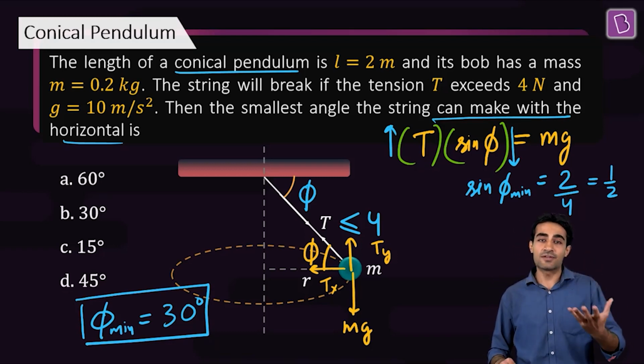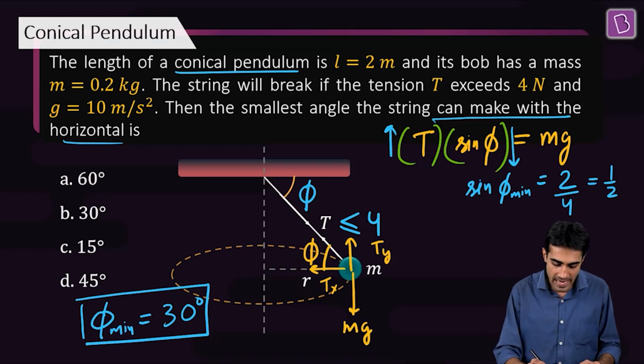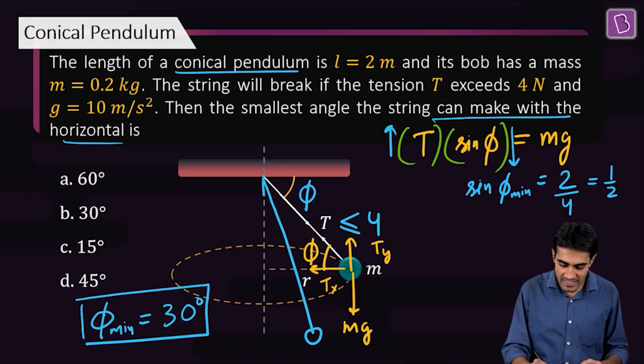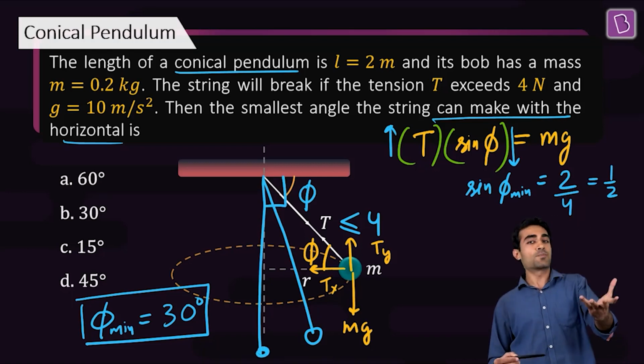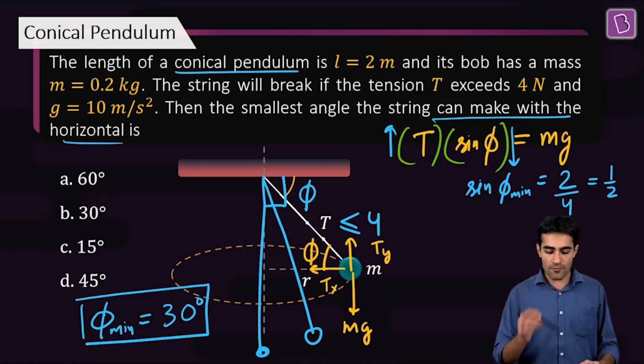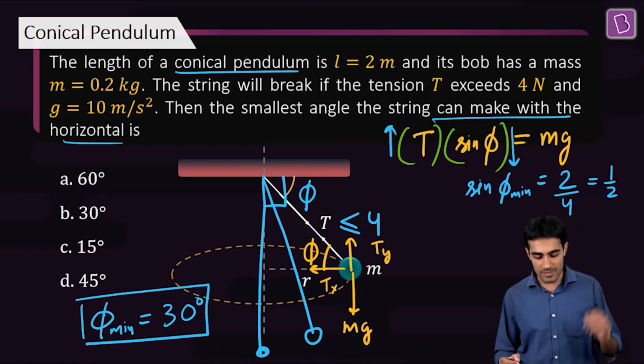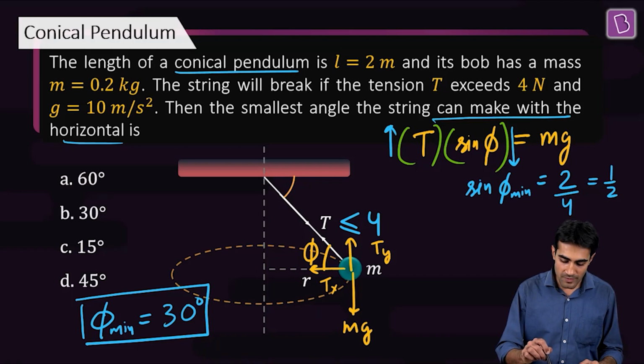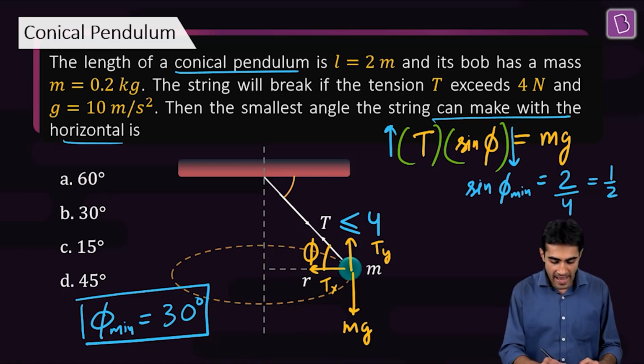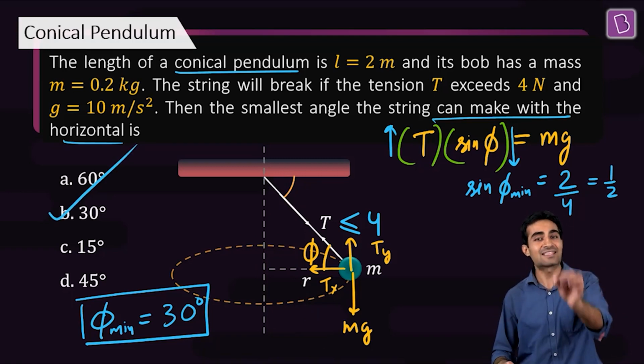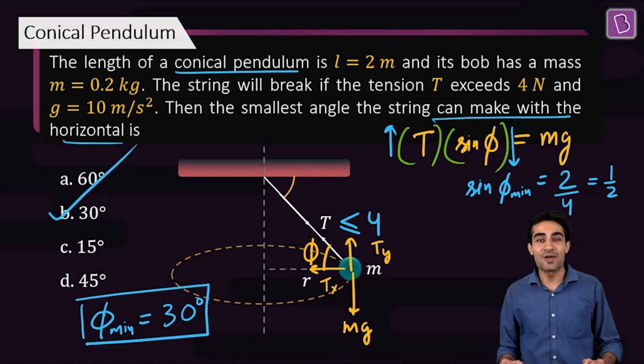Can phi be greater than 30 degrees? Yes, we can have phi greater than 30 degrees. This could be a possible angle, and even this angle, which is 90 degrees from the horizontal, is also possible. So any value of phi greater than 30 degrees is possible. But in our question, we had to find the minimum value of phi, and we mark option B as the correct answer for our question.